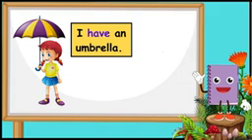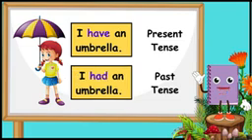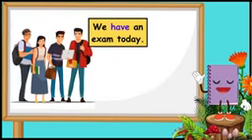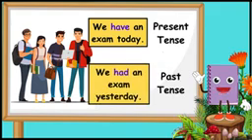I have an umbrella. Here, the sentence is in present tense, so we have used have as a verb, and if we want to convert it into past tense, we have to use had as a verb, and the sentence will become: I had an umbrella. We have an exam today. Similarly, here, the sentence is in present tense, so we have used have as a verb, and if we want to convert it into past tense, we have to use had as a verb, and the sentence will become: we had an exam yesterday.